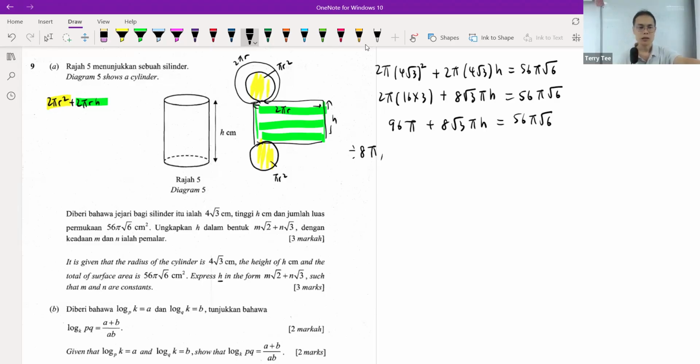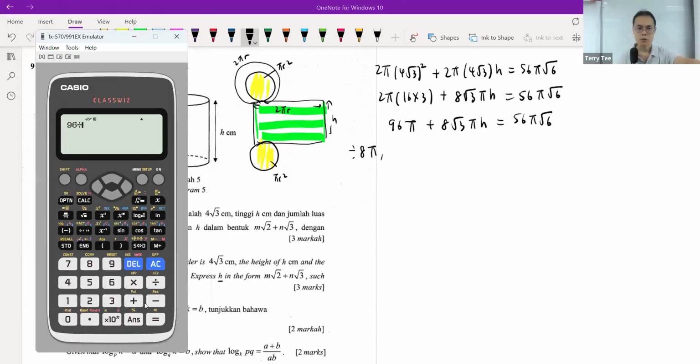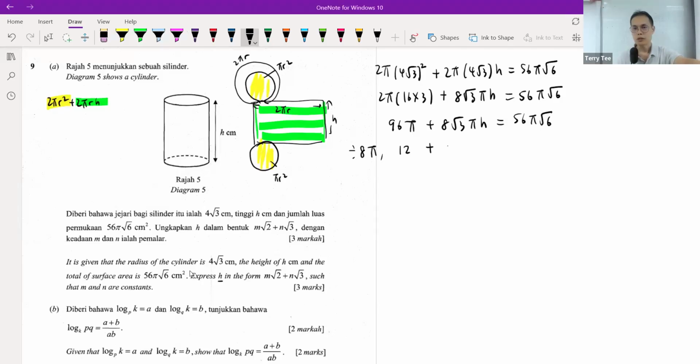If you need a calculator, go ahead. 96 divided by 8 is 12, right? So this is 12 root 3 h. 56 divided by 8 is 7. The pi cancel out, so it's 7 root 6. I'm supposed to find h.